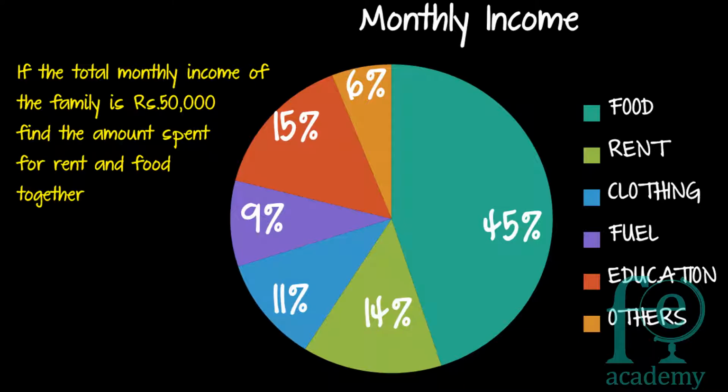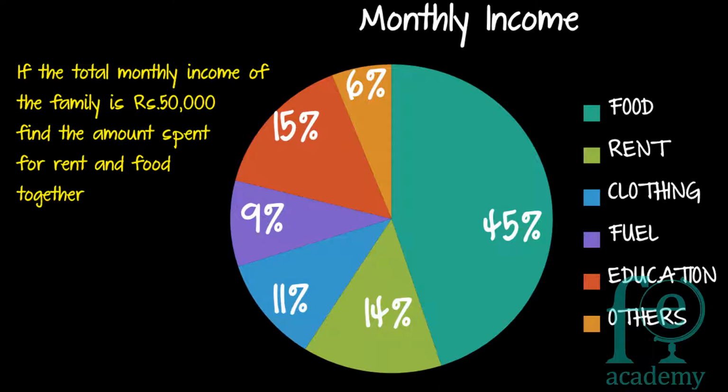Today's question is, study the given pie chart and answer the following questions. The first question: if the total monthly income of the family is rupees 50,000, find the amount spent for rent and food together. So the monthly income is represented by means of a pie chart and you are asked to find out how much amount is spent for food and rent together.